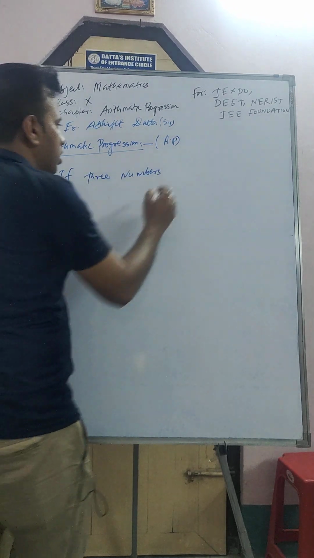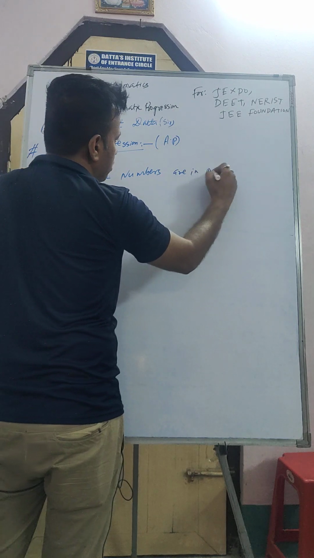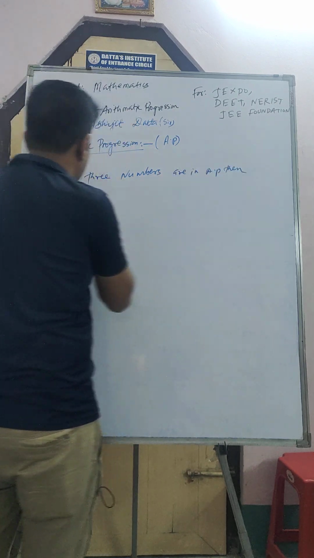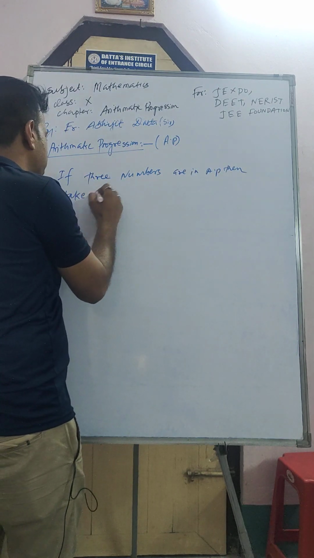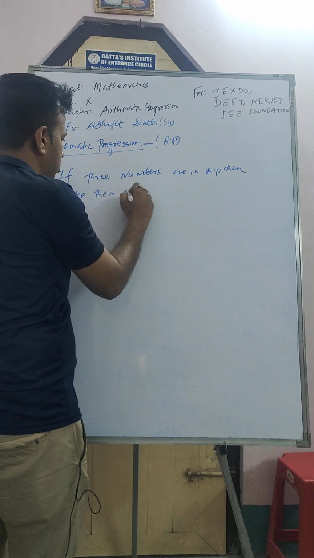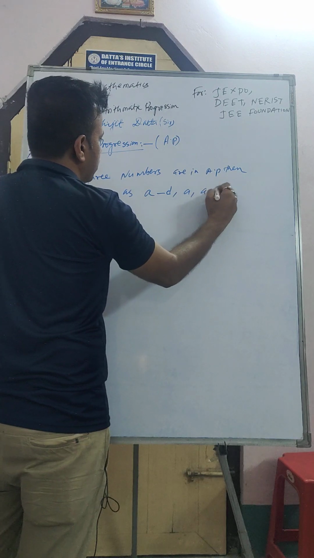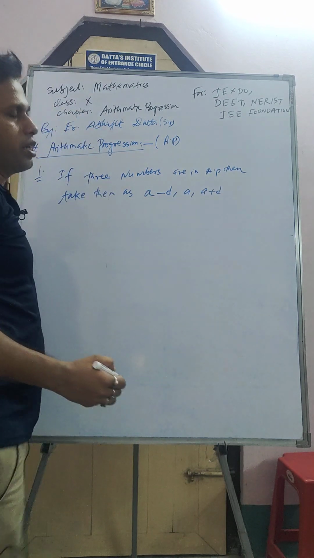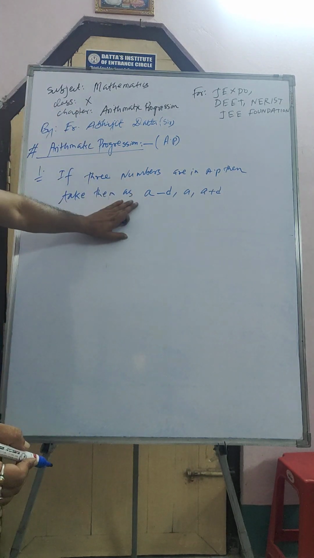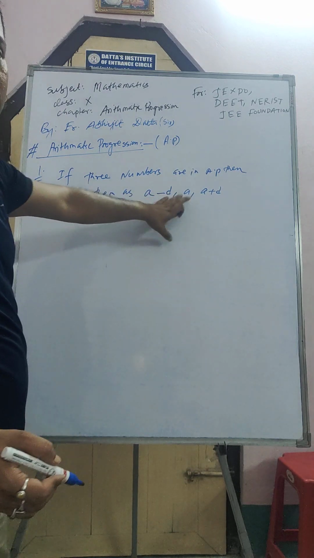If three numbers are in AP, then take them as A minus D, A and A plus D. So if three numbers are in AP, the first number is A minus D, the second is A, and the third is A plus D.